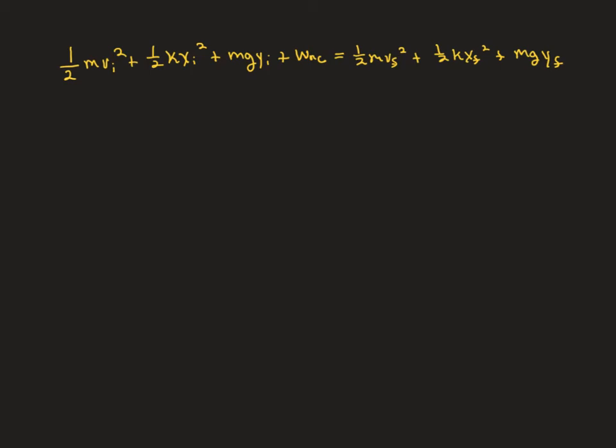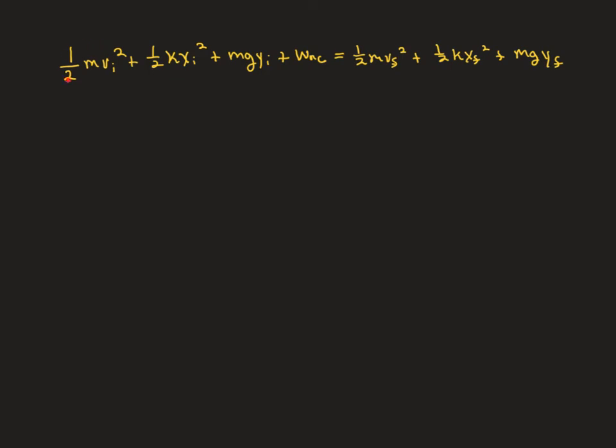This now allows me to expand my conservation of energy formula. So we have here our initial kinetic energy, our initial spring potential energy, our initial gravitational potential energy, our work non-conservative. Remember, most of the time this term is going to be negative. And that's going to equal our final kinetic energy plus our final spring potential energy plus our final gravitational potential energy. Now it seems like there's a lot of terms in this particular formula, but keep in mind that you're not going to use all of them for every equation.